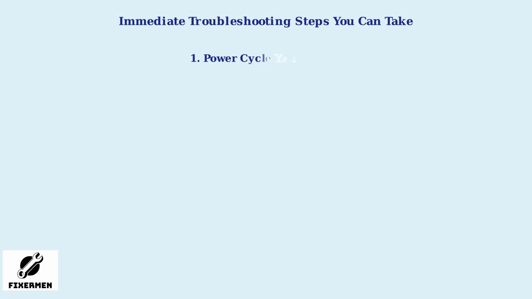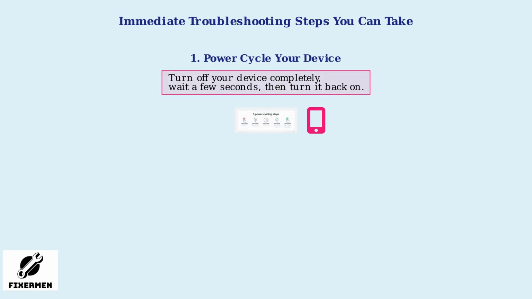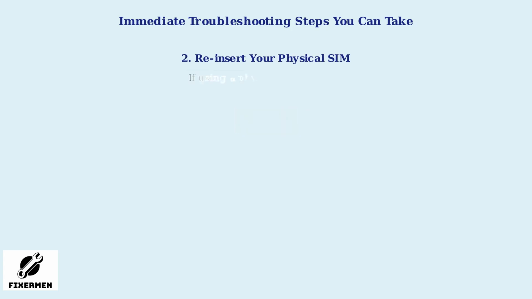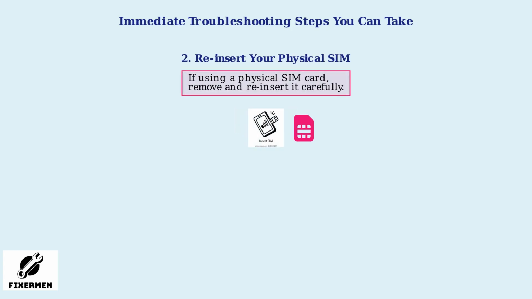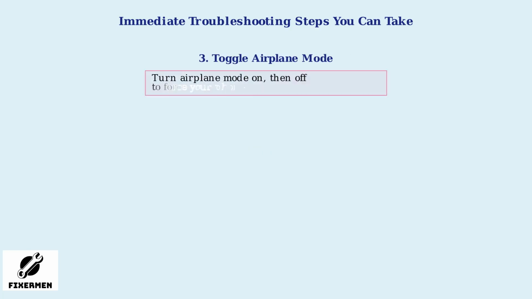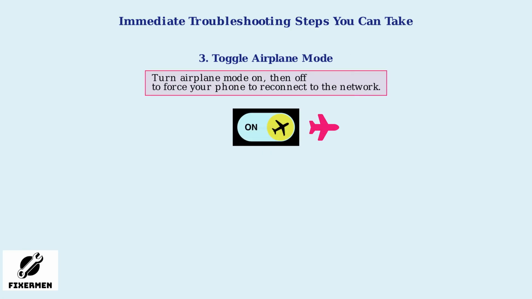Before diving into more complex solutions, try these quick fixes. First, power cycle your device. Turn it off completely, wait a few seconds, and then turn it back on. If you're using a physical SIM, reinsert it carefully. You can also try toggling airplane mode on and off to force your phone to reconnect to the network. These simple steps resolve a surprising number of cases.